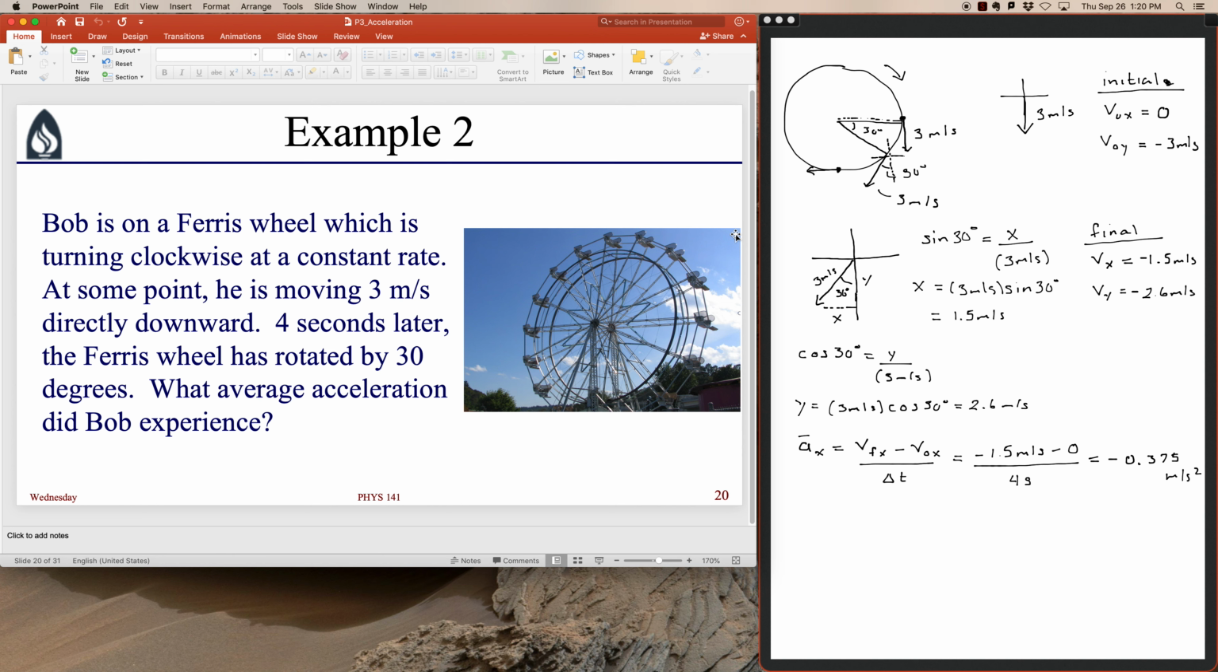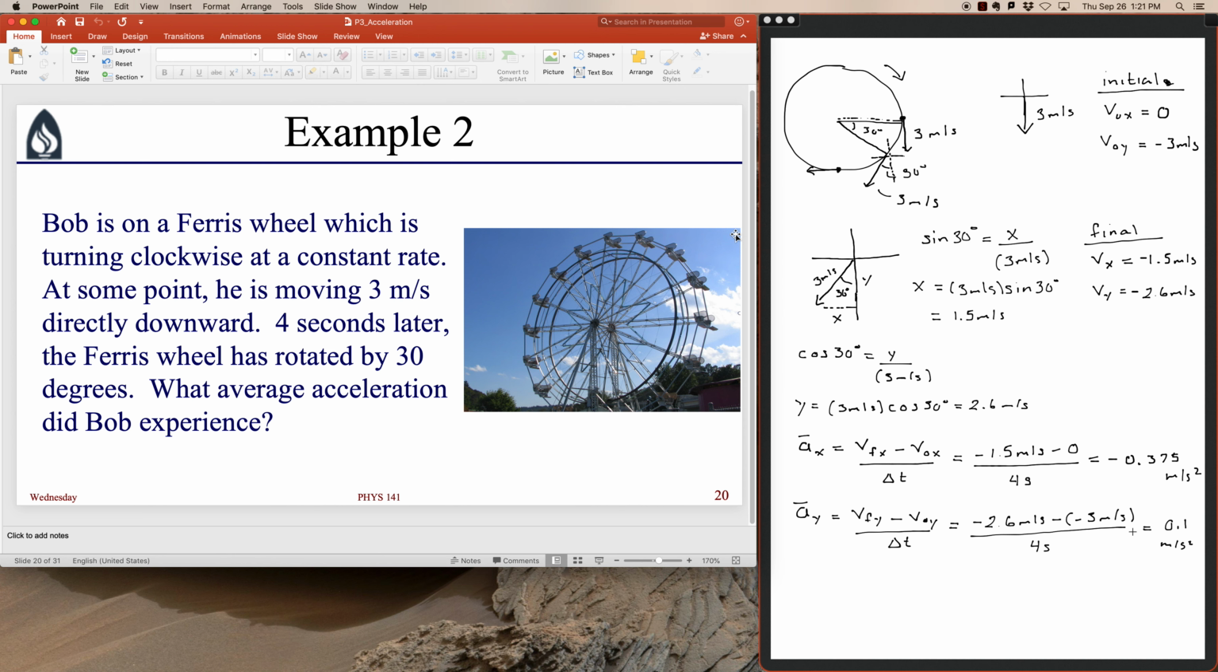And I can do the same thing in the y direction. So the average acceleration in the y direction is the final y velocity minus the initial y velocity divided by the change in time. So we found that the final velocity in the y direction is negative 2.6 meters per second minus the initial velocity in the y direction, which was negative 3 meters per second, divided by 4 seconds. And that gives me a value of 0.1 meters per second squared. So now I have both an x and a y component of the average acceleration.